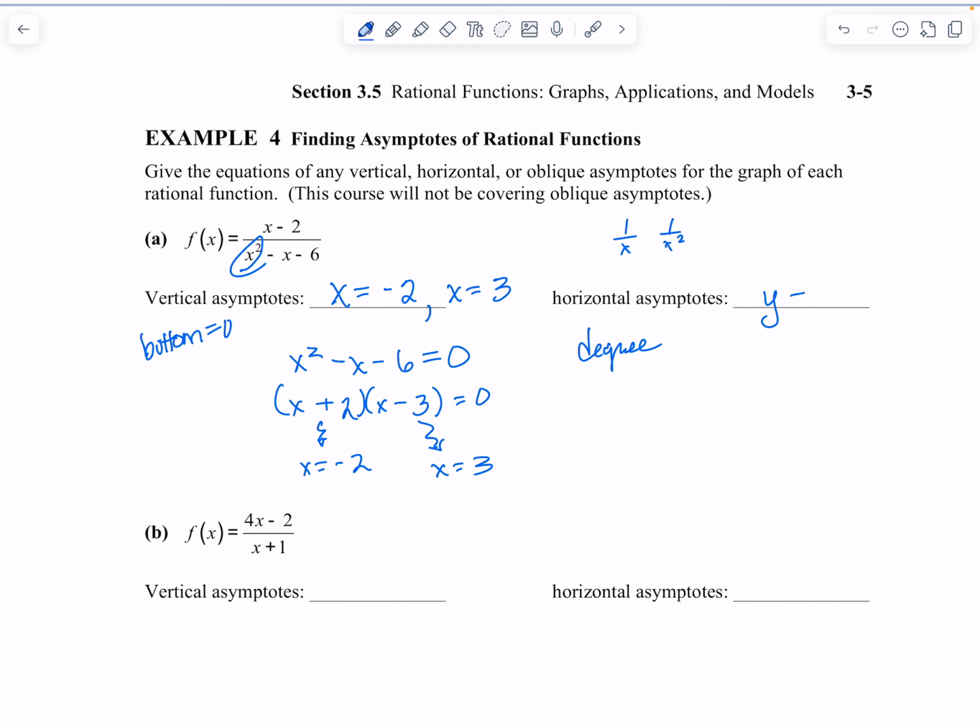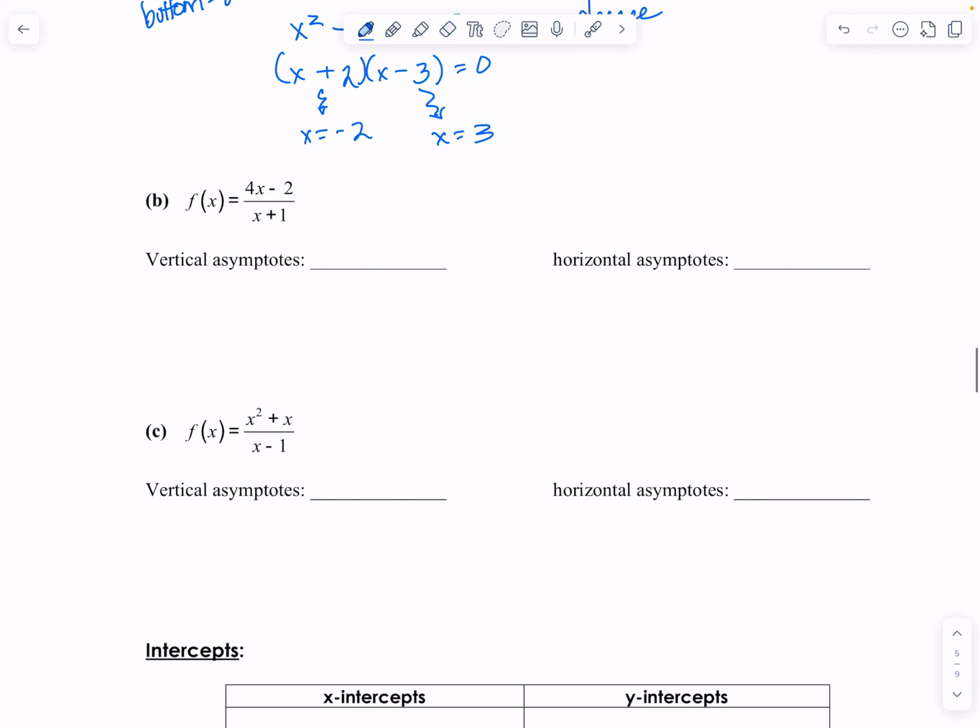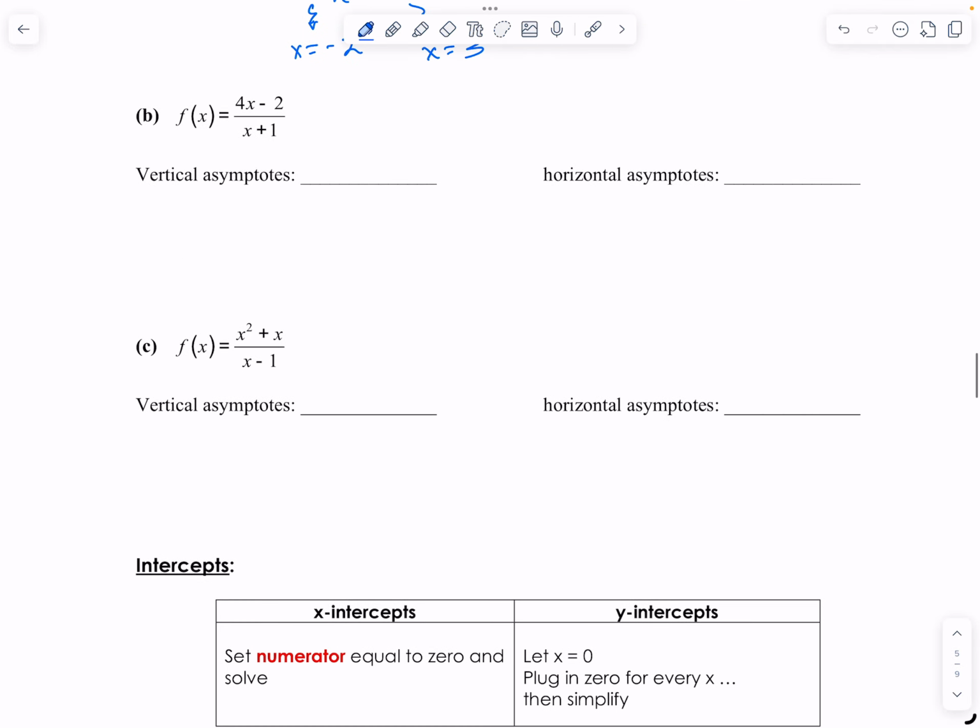Now let's come to this one. For the vertical asymptotes, once again, we're going to look at the bottom, x plus 1. So set x plus 1 equal to 0, so I get x is negative 1. It is an equation of a line, so we'll have a vertical asymptote at x equals negative 1. For my horizontal, I'm going to look at the degrees again. Notice that they're the same. So I have 4x over x, so I will just grab the leading coefficients, which would be 4 over 1, which is just 4. So my horizontal asymptote is y equals 4.